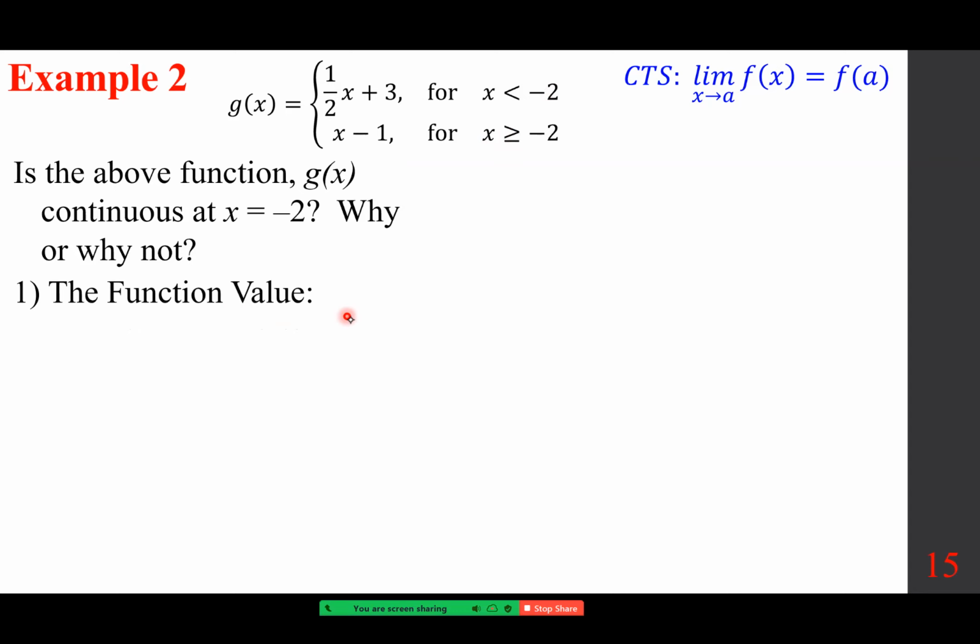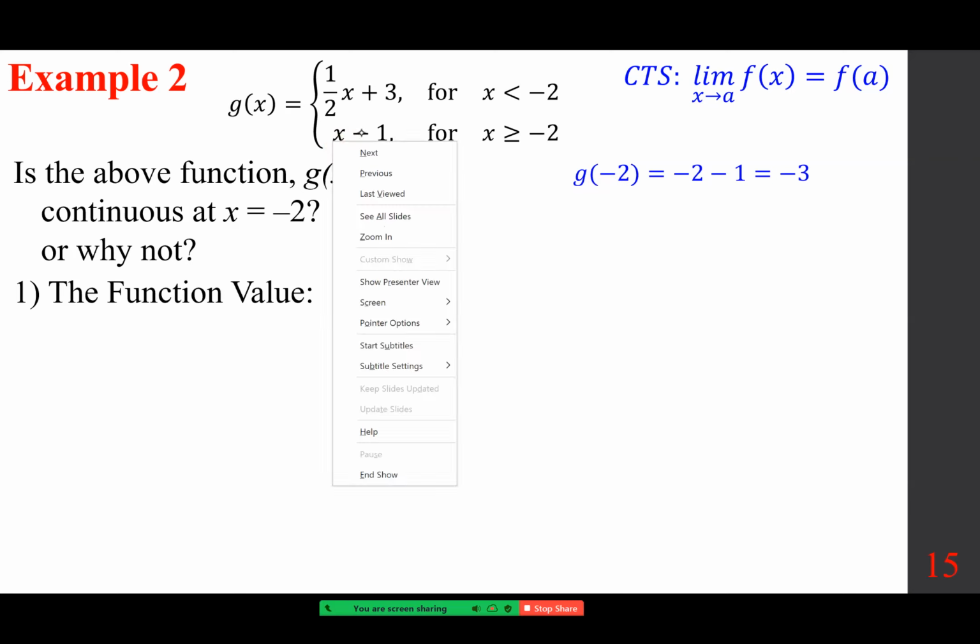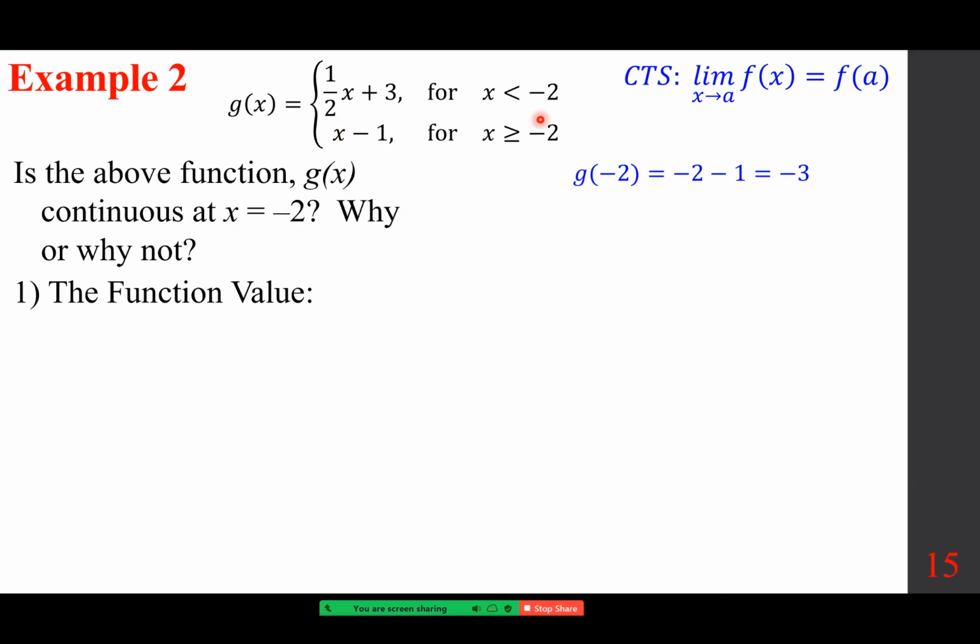First, the function value. You look for the equality, wherever is the equality, and you plug in. So equality is here, so this is the portion you are going to plug in x minus 1. So g of -2, you go to this branch and replace the x with -2. -2 minus 1 is -3.